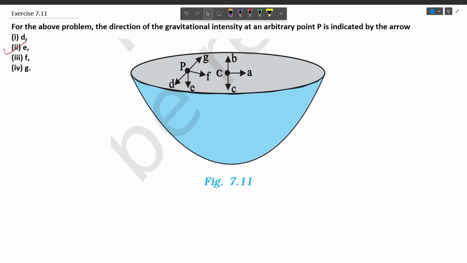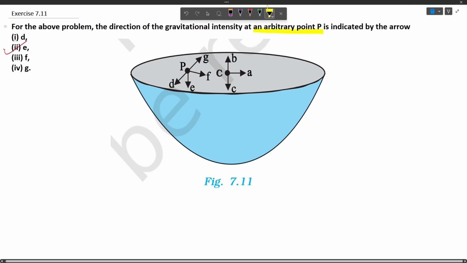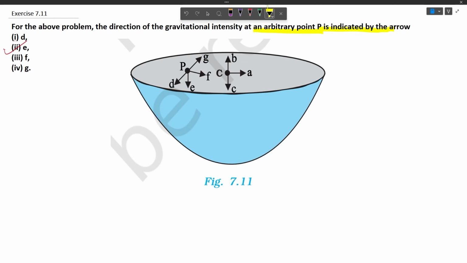The question says that for the above problem, direction of gravitational intensity at an arbitrary point P is indicated by the arrow. Now at point P, since it is a hemisphere, the mass is in the bottom side, so the direction of gravitational force is going to be downward for the point P. Now the gravitational intensity is defined as the force per unit mass, and its direction is in the downward direction as well, because the force is directed downwards. So the direction E is going to be true in this case. Thank you.